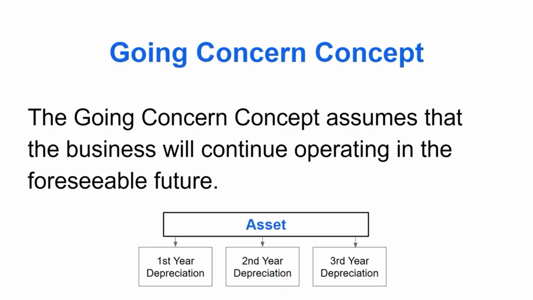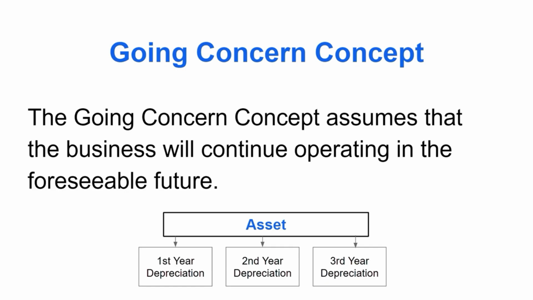Going concern concept. The going concern concept assumes that the business will continue operating in the foreseeable future. According to this concept, every decision in the company is taken with the objective in mind of running the business, not liquidating it.